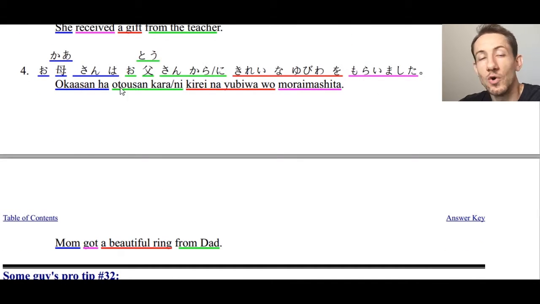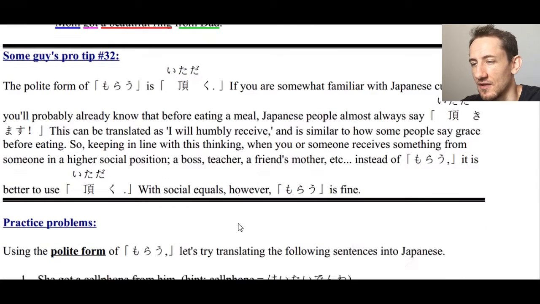And number 4, お母さんはお父さんからきれいな指輪をもらいました。 お母さんはお父さんに kirei na yubiwa wo moraimashita. Mom got a beautiful ring from dad.